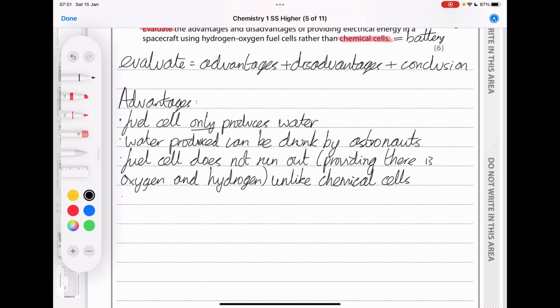So another advantage of a fuel cell, what we've just said, is that used chemical cells take up space in the spacecraft. And the fuel cell does not run out.